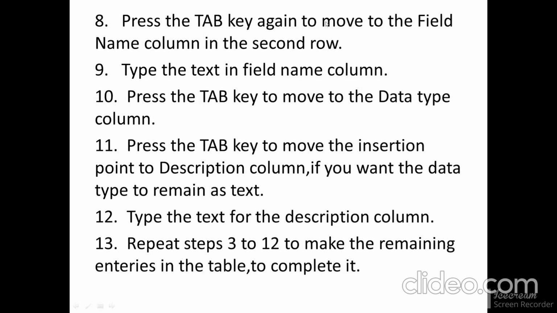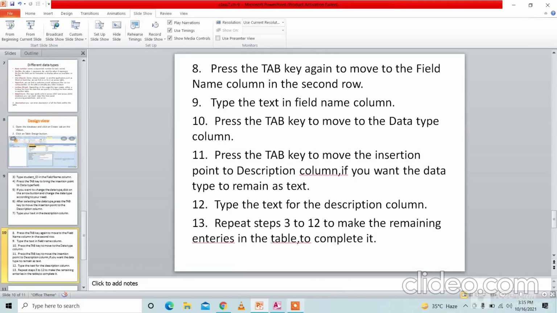Press the Tab key again to move to the field name column in the second row. Type the text in the field name column. Press the Tab key to move to the data type column. Press the Tab key to move the insertion point to the description column. If you want the data type to remain as text, type the text for the description column. Repeat steps 3 to 12 to make the remaining entries in the table. Now I will show you all these steps practically.